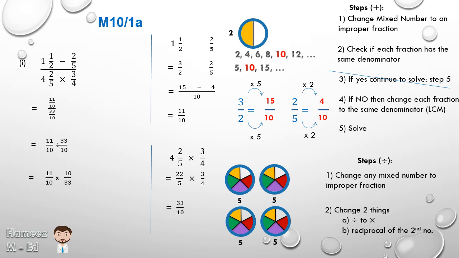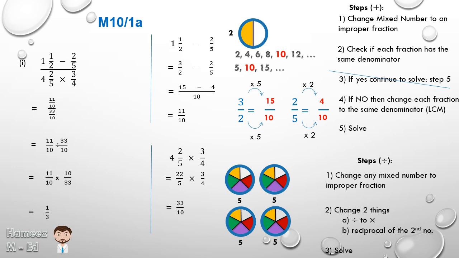Let's see if we can reduce. 10 into 10, 1; 10 into 10, 1; 11 into 11, 1; 11 into 33, 3. So the numerator works out to be 1 times 1, which is 1, and the denominator is 1 times 3, which is equal to 3. As such, our solution is 1/3.